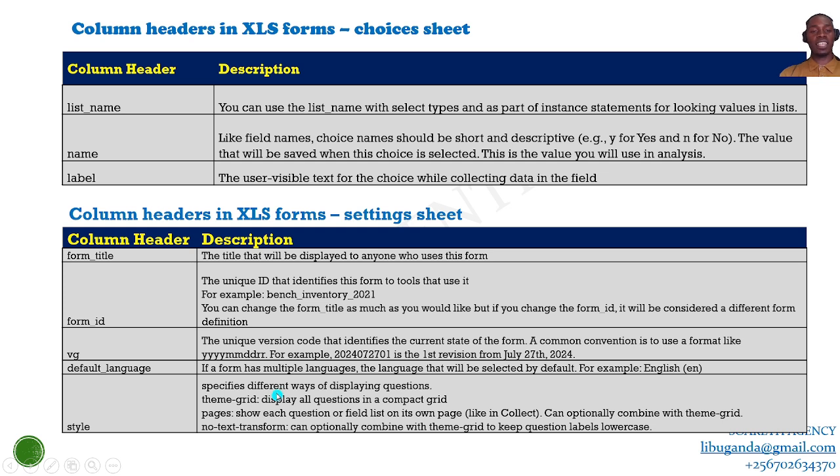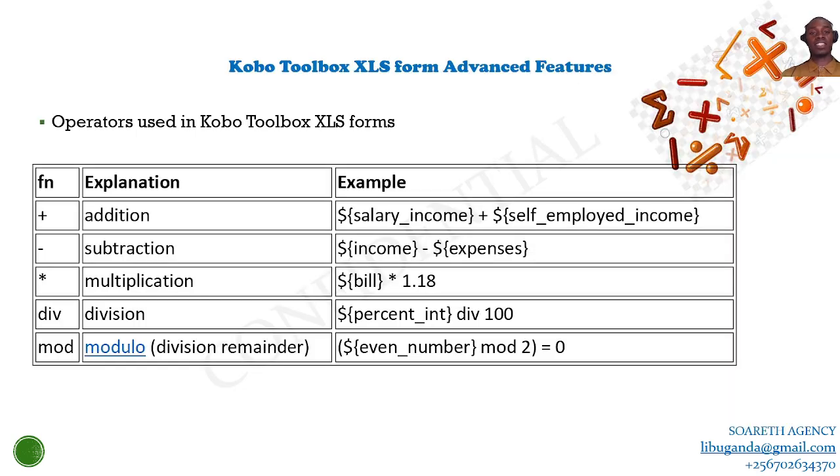So these are column headers for the three basic sheets that we have for each XLS form, or each XLS file, okay? So let's now go into the KoboToolbox XLS form advanced features. There are some key items to note here. For example, we have these mathematical operators. We have the addition, subtraction, multiplication, division, and then the modulus.